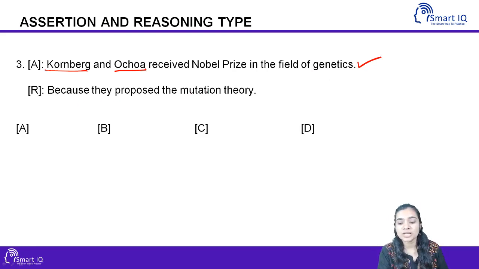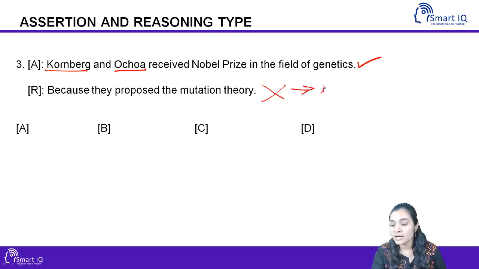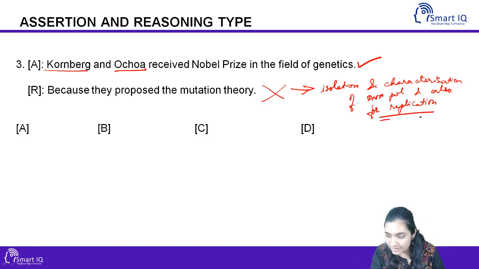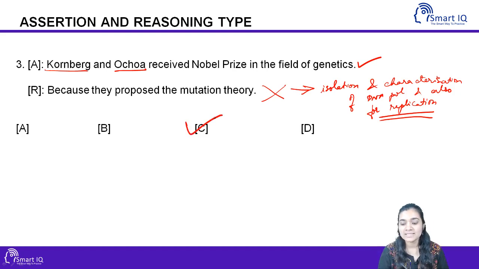The reason, that they proposed the mutation theory, is a wrong statement, because they were given the Nobel for their work on the isolation and characterization of DNA polymerase, and also for replication. They proved that you needed DNA polymerases to carry out DNA replication. That is why they received the Nobel Prize. So even in this case, you can eliminate options A and B and go for C, because R itself is a wrong statement.